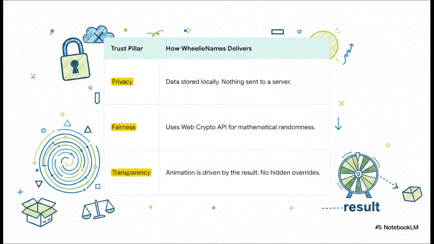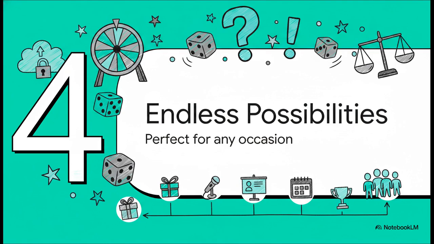So really, it all boils down to these 3 pillars of trust. You've got privacy, because your data never leaves your computer. You've got fairness, thanks to that bank-level crypto stuff guaranteeing randomness. And then there's transparency. Get this, the winner is actually decided the instant you click spin. The whole animation, that's just for the drama, the grand reveal. There's no hidden magic.